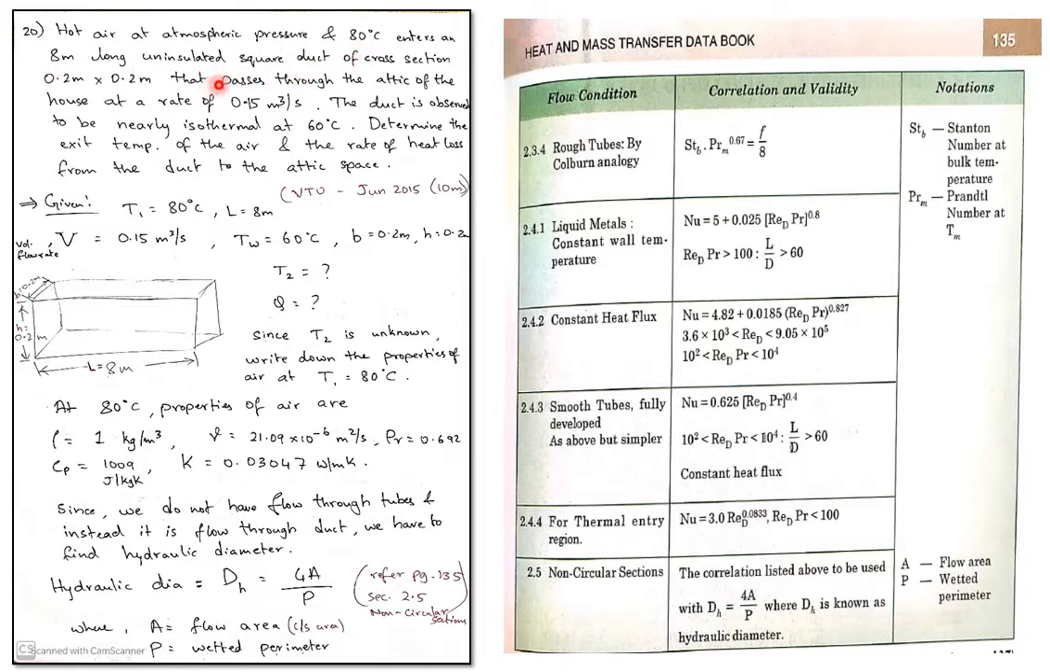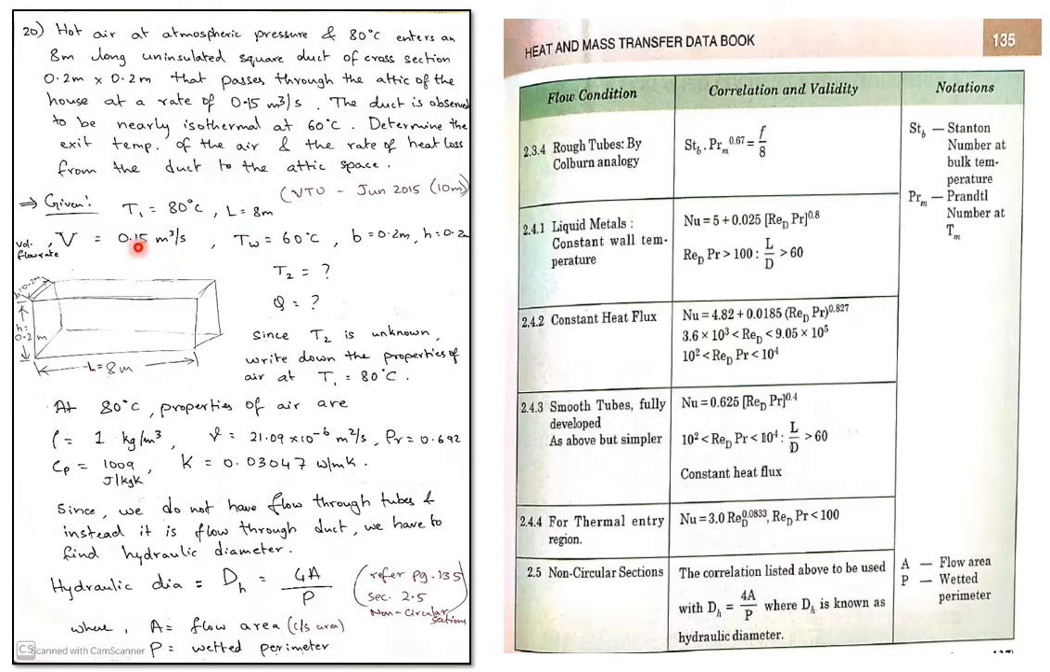Here it is not a pipe, it is a square duct. In terms of cross section he has given 0.2 into 0.2, where the flow rate is 0.15 meter cube per second. Now, the duct is observed to be nearly isothermal at 60 degrees Celsius. Determine the exit temperature. He is asking for the outlet temperature.